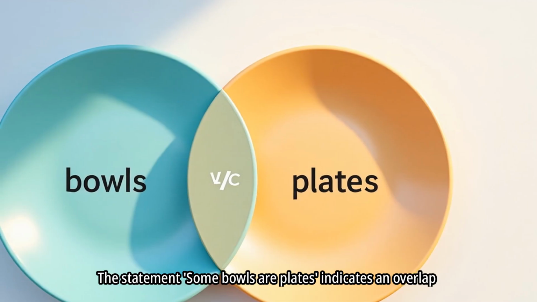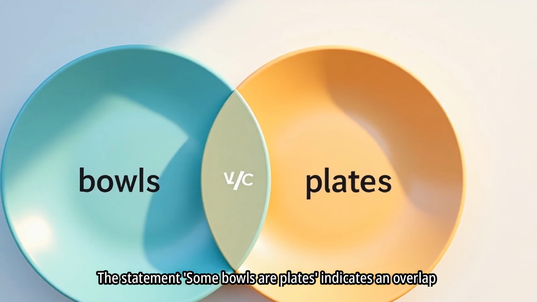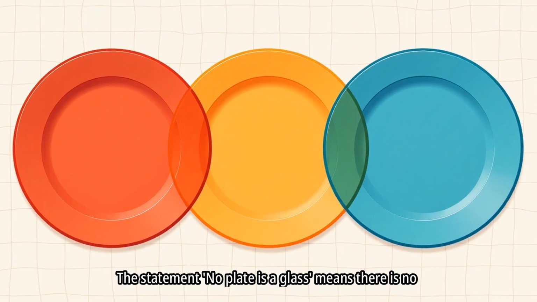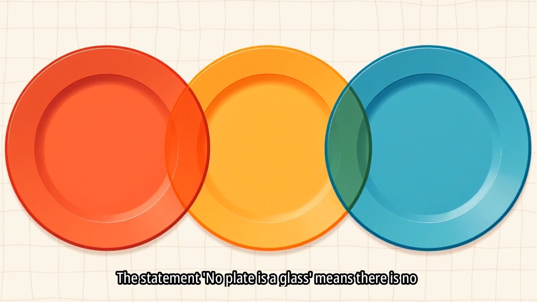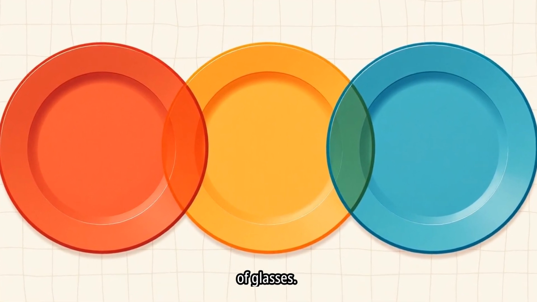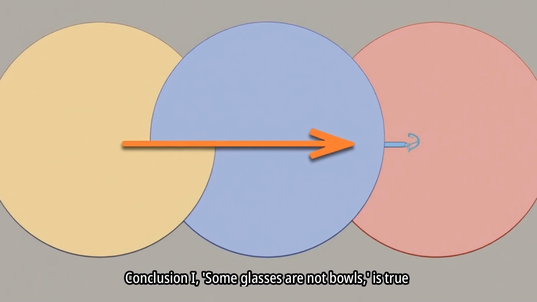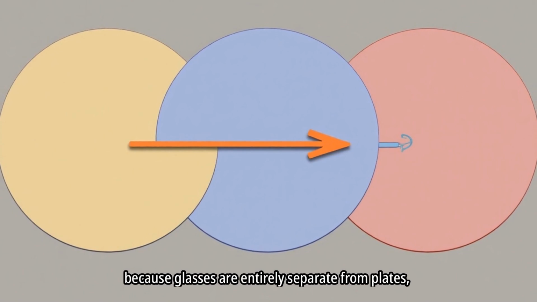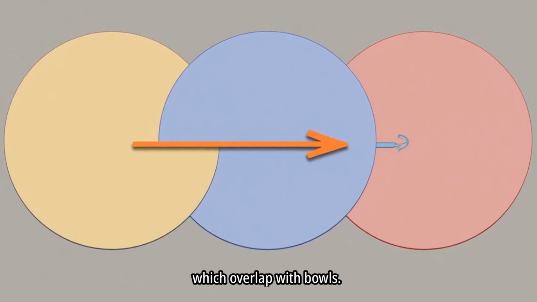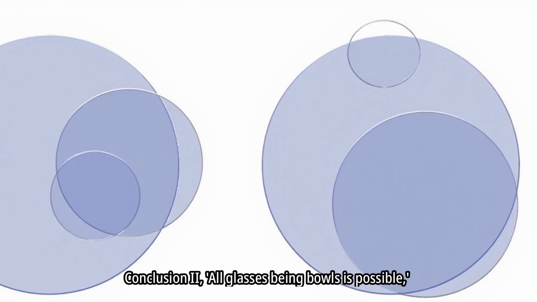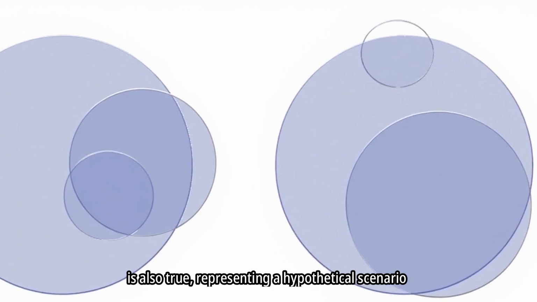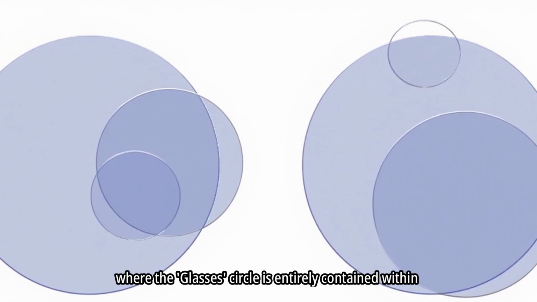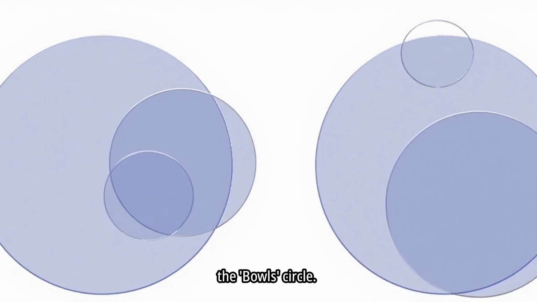The statement, some bowls are plates, indicates an overlap between the set of bowls and the set of plates. The statement, no plate is a glass, means there is no intersection between the set of plates and the set of glasses. Conclusion 1, some glasses are not bowls, is true because glasses are entirely separate from plates, which overlap with bowls. Conclusion 2, all glasses being bowls is possible, is also true, representing a hypothetical scenario where the glass's circle is entirely contained within the bowl's circle.